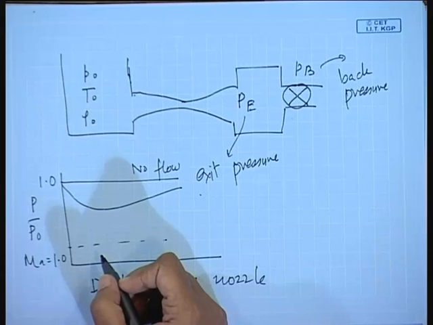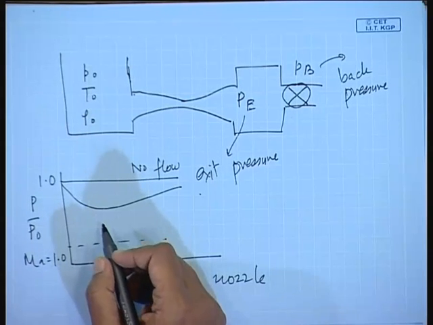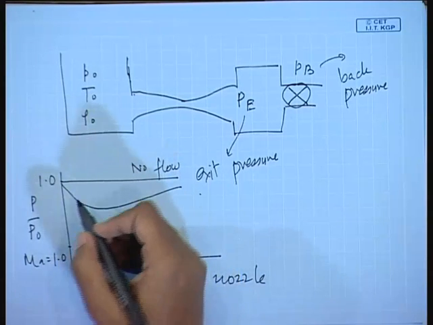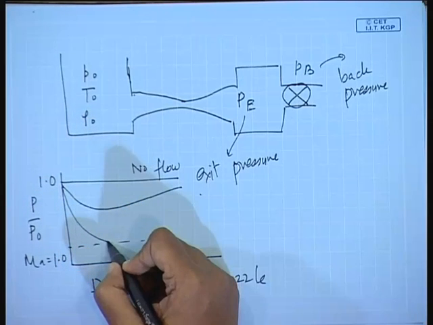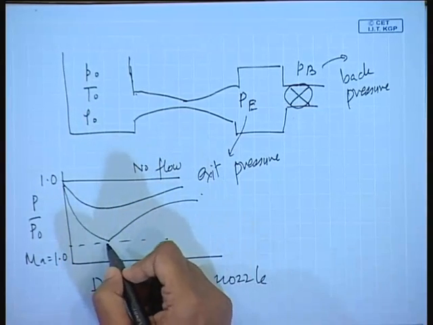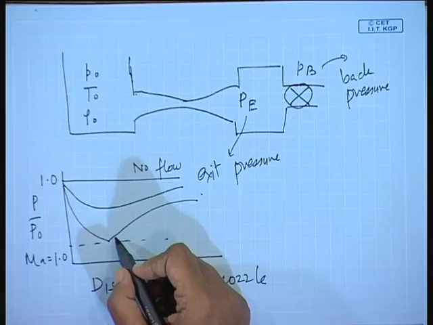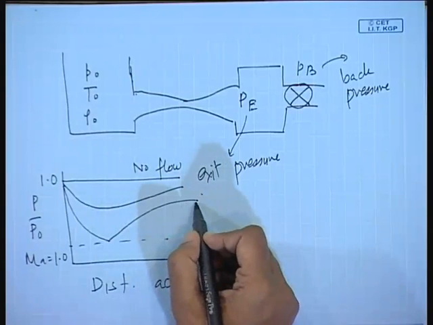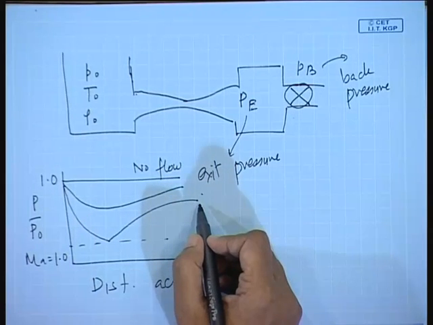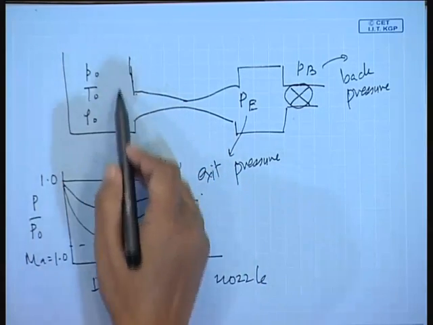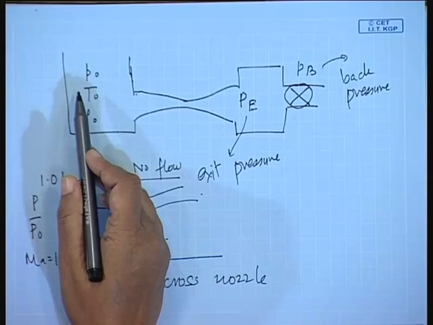After that, we keep on lowering PB in such a way that finally we get sonic conditions at the throat. The moment we get sonic conditions at the throat, the flow rate is maximum, just like in the previous case, with supersonic conditions after the throat. Under this condition the flow rate is maximum. For this given nozzle and these stagnation conditions, we cannot increase the flow rate any further.